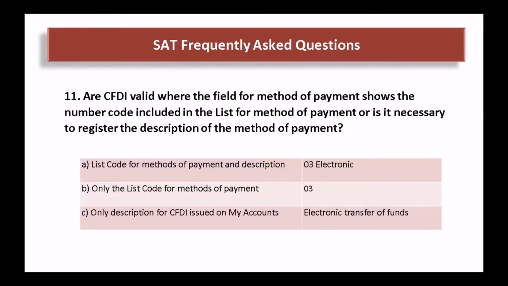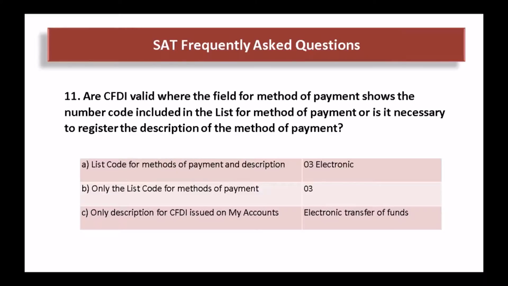But here we comply with the requirement because we're using the code. 2. Only use the catalog code for method of payment, O3. This is the simplest form to comply because we're using O3, which is the code, and that's all that is required. So just by including O3 or whatever code is used, we will be able to comply.